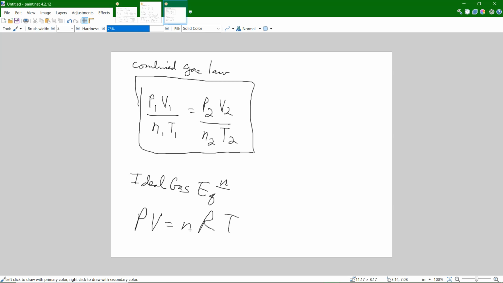So R typically is just called R, known as the gas constant. Okay.